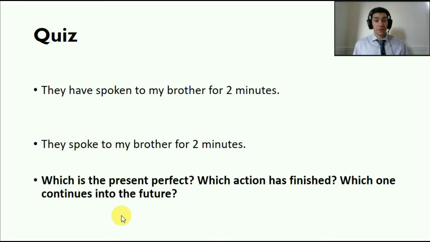Okay, so let's just end now with a quick quiz. They have spoken to my brother for 2 minutes, and compare this with they spoke to my brother for 2 minutes. So ask yourself, first of all, which one is the present perfect? Maybe you want to think about which action is finished and which one is incomplete. Have spoken, spoke. Have spoken is the present perfect and spoke is the past simple.